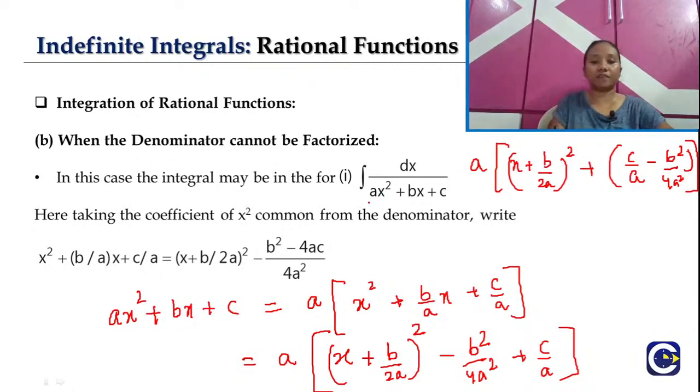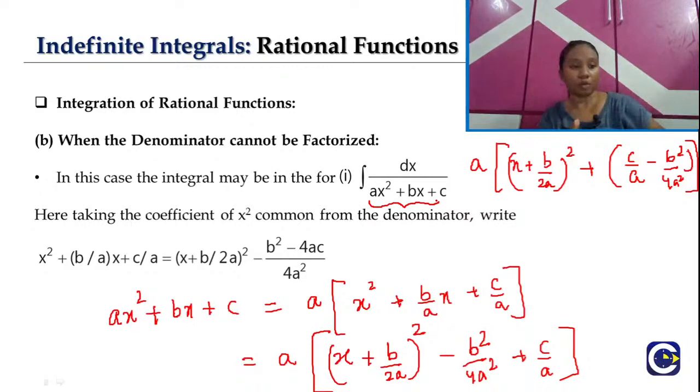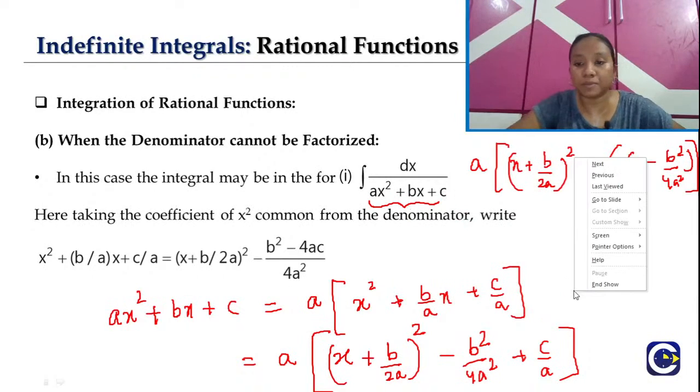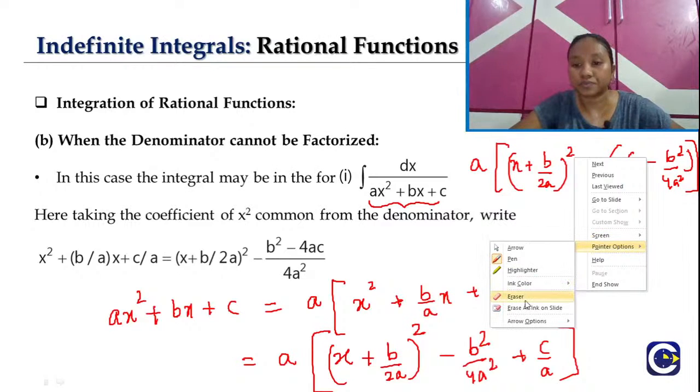So what I have done here, I have taken this quadratic form of equation which cannot be factorized. I have rewritten that in the form of a into (x plus b by 2a) whole square plus c by a minus b square by 4a square. So if I could convert this into this form, right, so now what will my integral turn out to be?